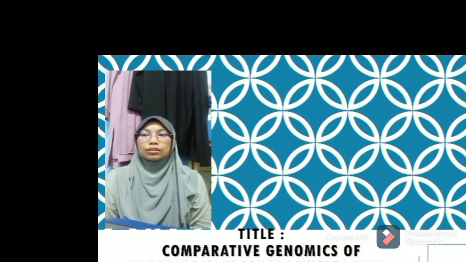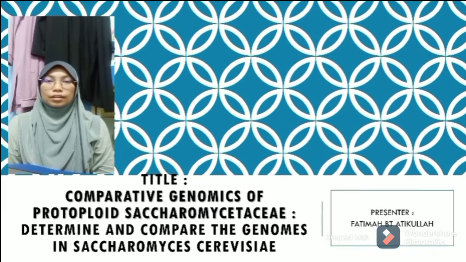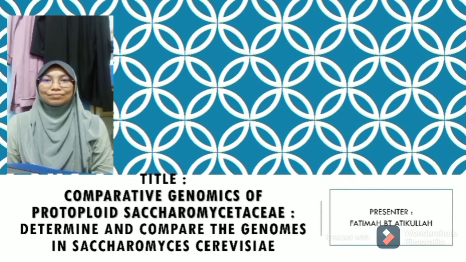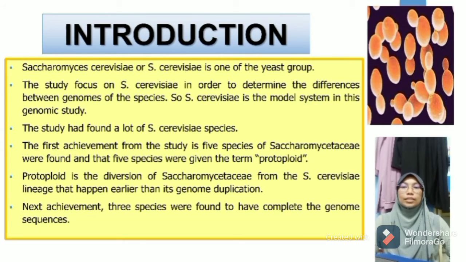Thank you. Assalamualaikum, sir. My title is Comparative Genomics of Protoploid Saccharomyces. Saccharomyces cerevisiae, or S. cerevisiae, is one of the yeast group. The study focused on S. cerevisiae in order to determine the differences between genomes of the species. S. cerevisiae is the model system in this study, and the study found a lot of Saccharomyces species. The first achievement from the study is that 5 species of Saccharomyces were found.